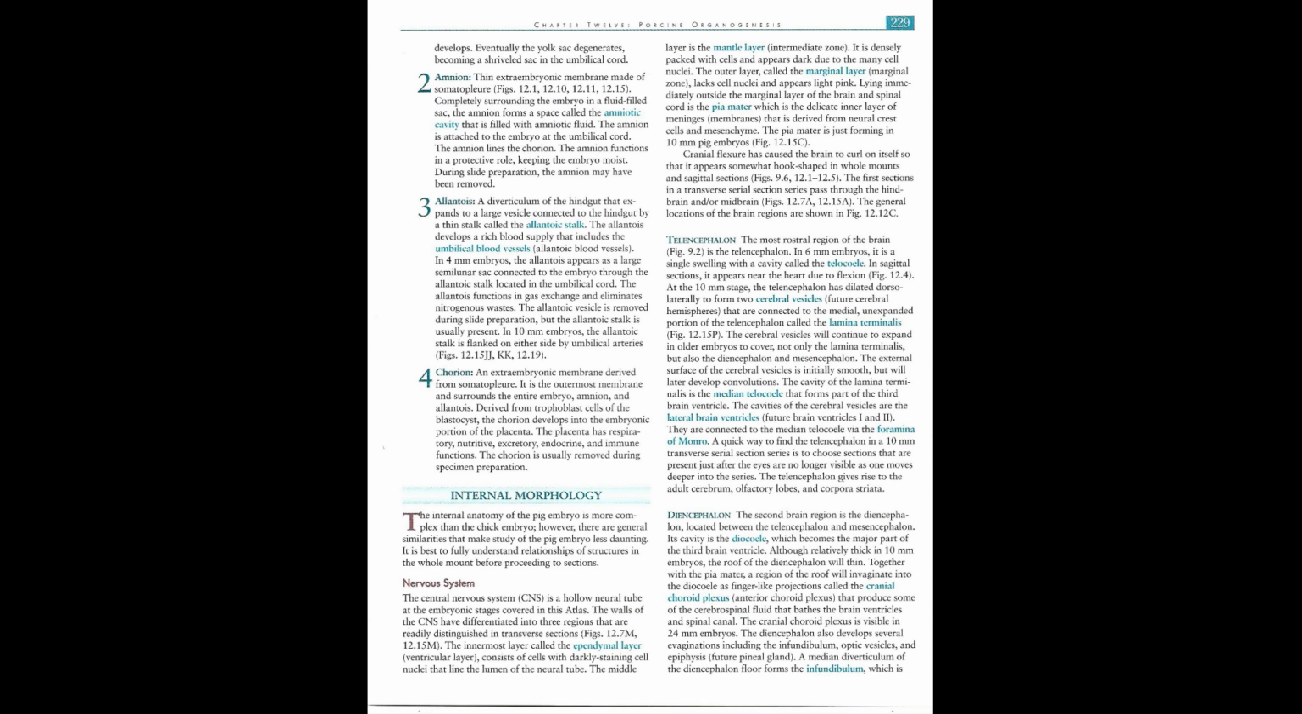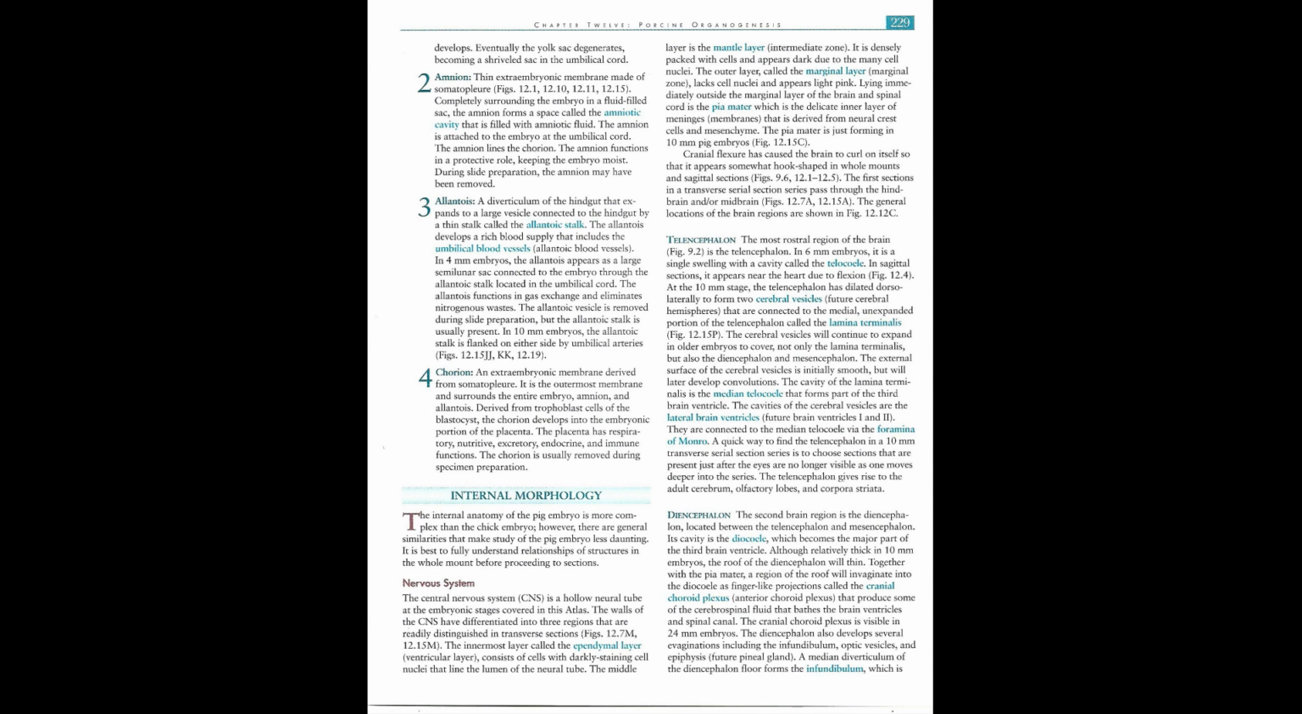The general locations of the brain regions are shown in Fig 12.1-2c. Telencephalon. The most rostral region of the brain, Fig 9.2, is the telencephalon. In 6 mm embryos, it is a single swelling with a cavity called the telocoel. In sagittal sections, it appears near the heart due to flexion, Fig 12.4.